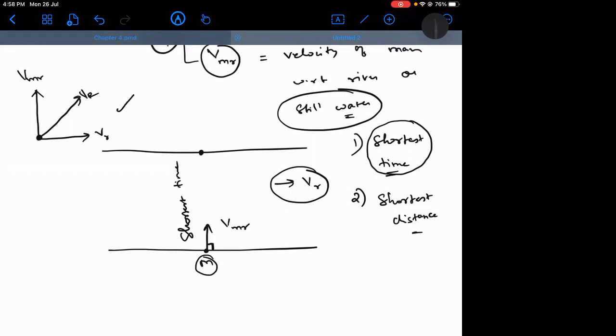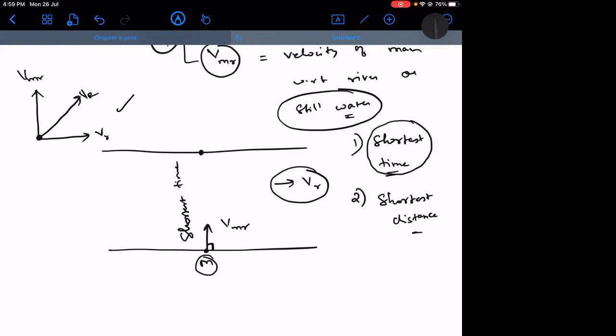Is there anyone having doubt with this diagram? See, it's a tricky part. Please concentrate. If there is any doubt, get it clarified. Is there any doubt? Sir, I have a doubt. Please tell. Sir, if the man moves from one bank at an angle greater than 90 degrees from the velocity of river, is he going to cover more distance than when he left at 90 degrees with the river?